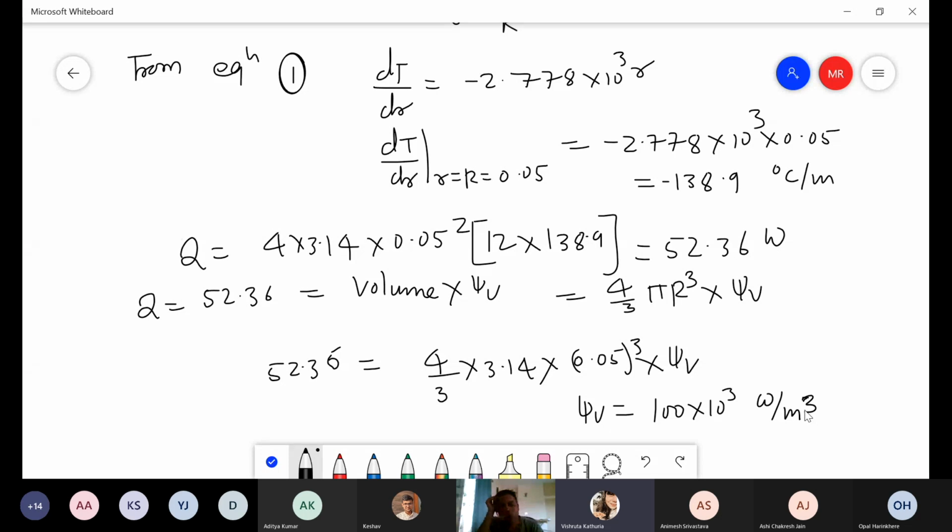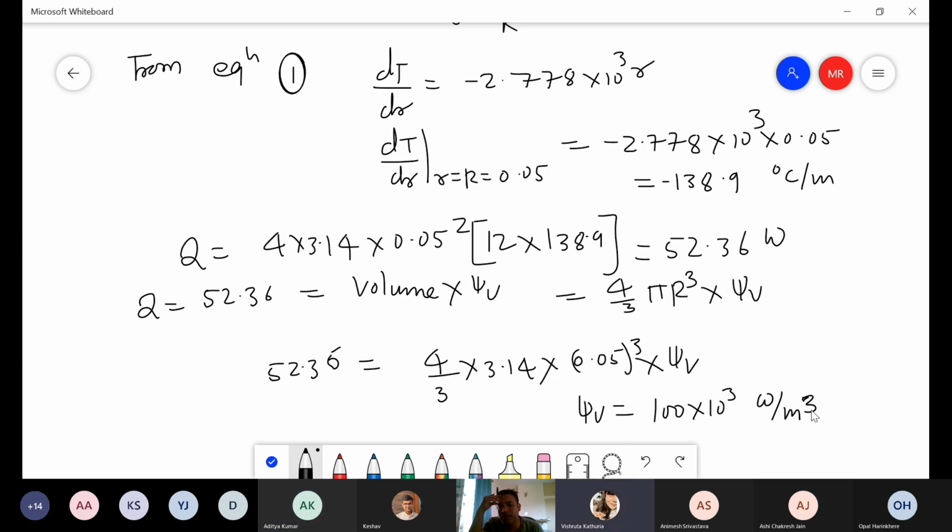Does it make sense? What we are equating here is that the rate of heat dissipation should be the same as the rate of heat generation inside the sphere, isn't it? Then and then only we will have a steady state, so continuously we will have the same temperature profile, isn't it? Whatever is governed by equation number 1. So is it clear to everyone what we are doing?